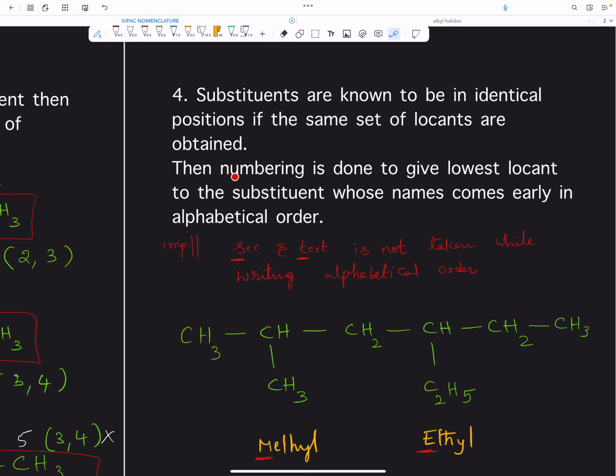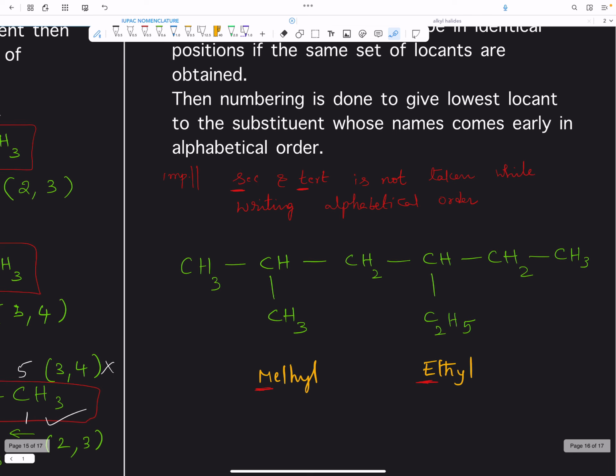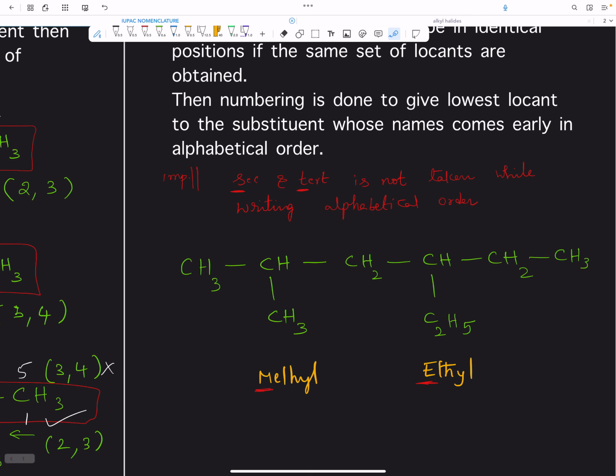In such a case, numbering is done to give the lowest locant to the substituent whose name comes early in alphabetical order. Here is a very important note: as per the 1993 recommendations, in alkyl substituents we have secondary and tertiary. We don't consider the S of secondary and the T of tertiary in writing the alphabetical order of alkyl substituents. Let us see the example.